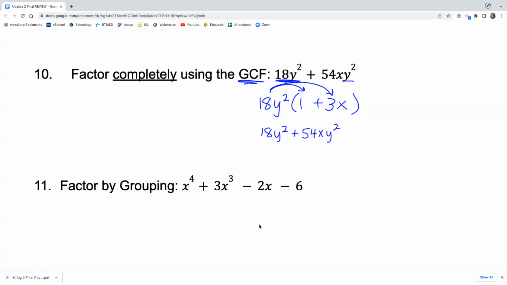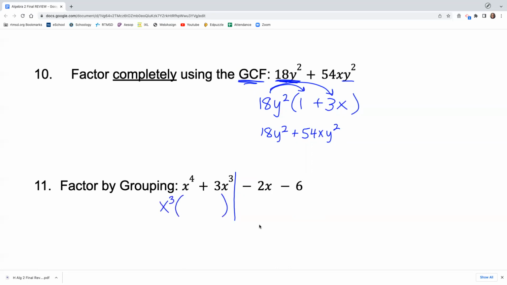Factoring by grouping, you need 4 terms to factor by grouping. You draw a line after the second to split it up into basically 2 different sides. You then factor by the GCF for each side. The greatest common factor of x to the 4th and 3x to the 3rd is x to the 3rd.